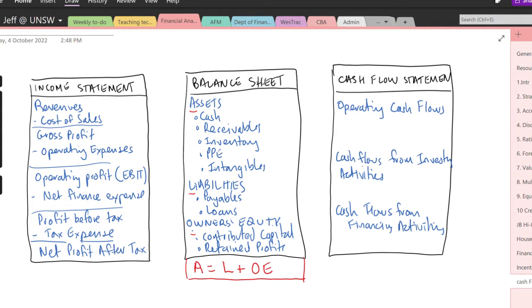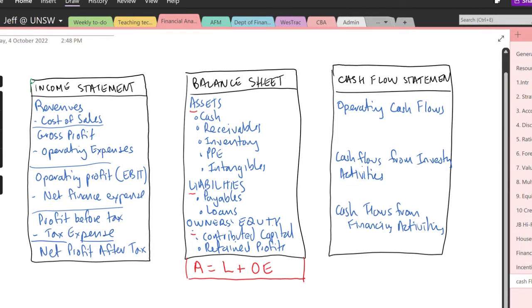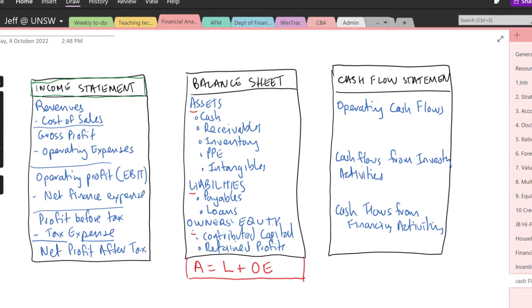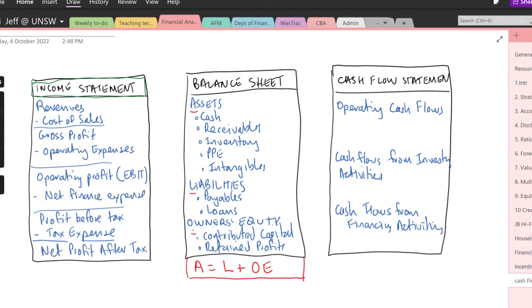So I've got the three financial statements here, the income statement on the left, or the statement of profit and loss, or the statement of financial performance, all mean the same thing. It shows financial performance over a period of time. Starts off with revenues, then deducts various types of expenses. Typically we'll start off with cost of sales.